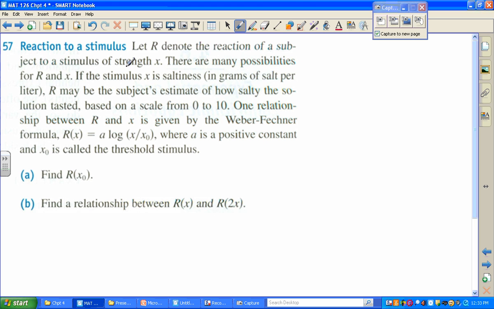All right, let R denote the reaction to a stimulus of strength X, based on a scale from 0 to 10. Estimate how salty the solution tastes. One relationship between R and X is given by R of X equals A log of X divided by X sub 0, where A is a positive constant, okay? And X sub 0 is called the threshold, okay? Find R of X sub 0.